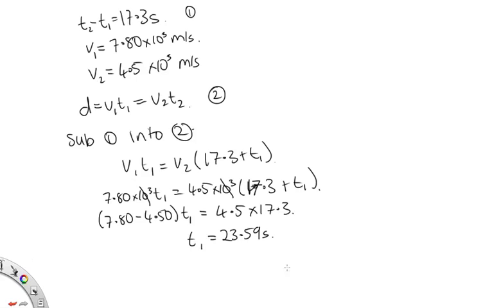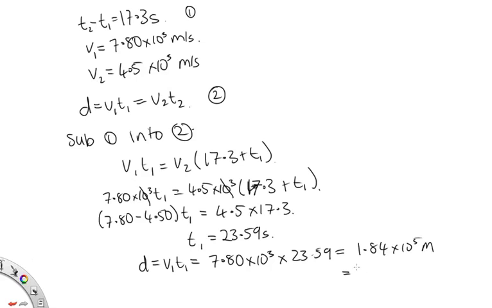23.59 seconds. Now we're asked to find the distance D. The distance is given by V1T1, so that is equal to 7.80 times 10 to the 3 times 23.59, which is equal to 1.84 times 10 to the 5 meters, or we could write this as 184 kilometers. So we've solved that one.